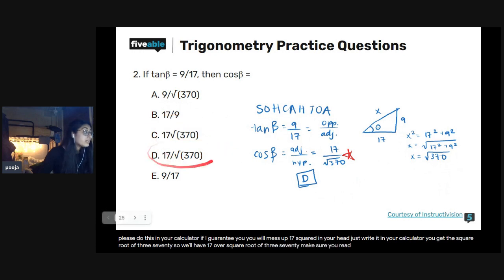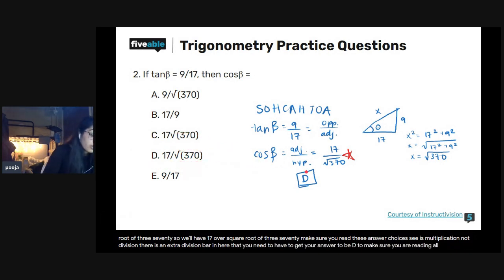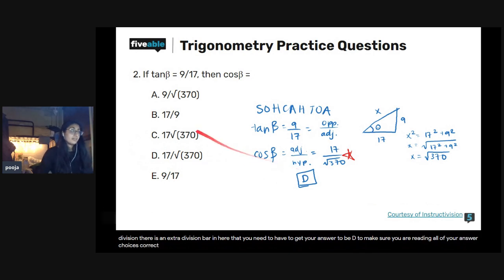Make sure you read these answer choices. C is multiplication, not division. There is an extra division bar in here that you need to have to get your answer to be D. So make sure you are reading all of your answer choices correctly. Okay.